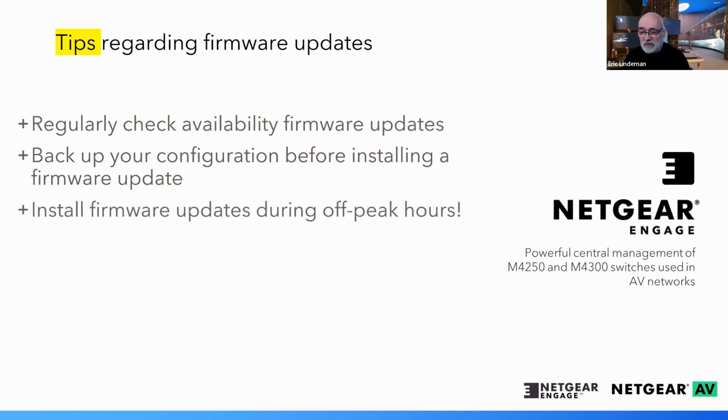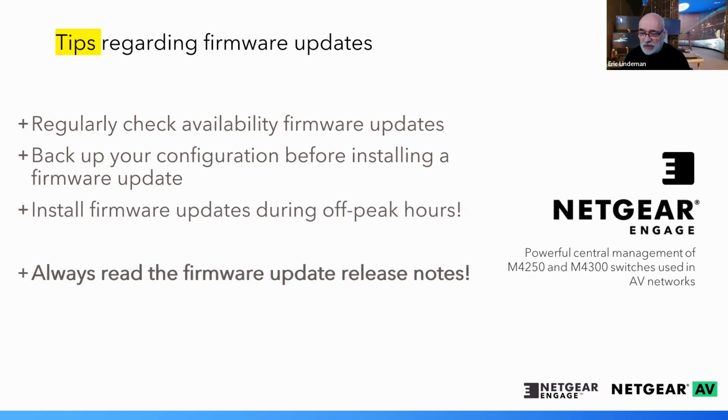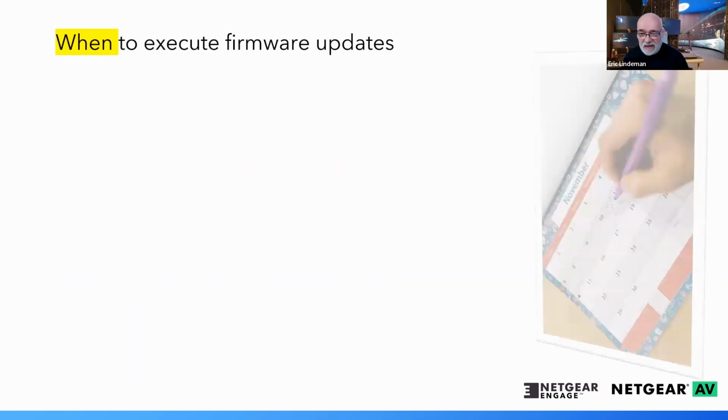Always install firmware updates when the AV installation is not in use. This will help to minimize the impact of the update on the AV solution. And it's important to read the release notes of the firmware updates before you install them. The release notes will describe changes to the firmware so that you can assess whether the update is necessary for you. By following these tips, you can ensure that your network equipment is up to date.